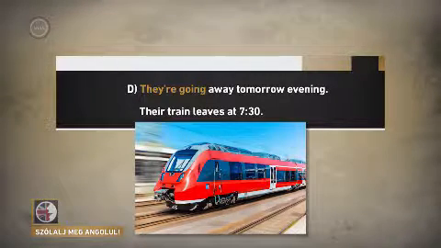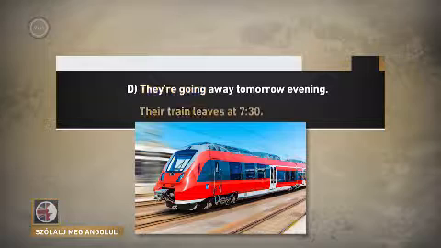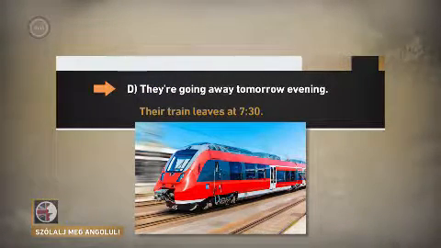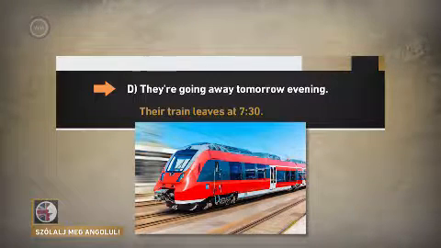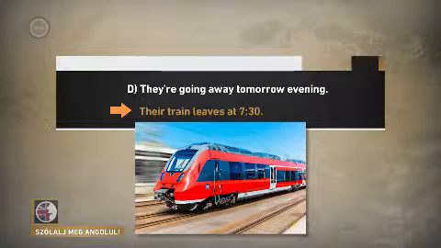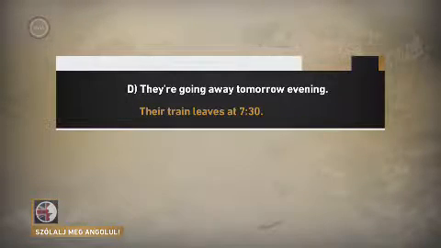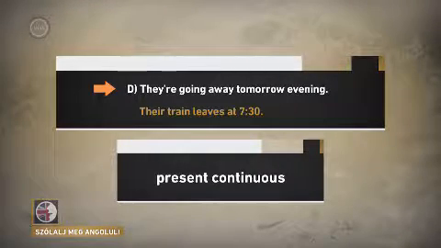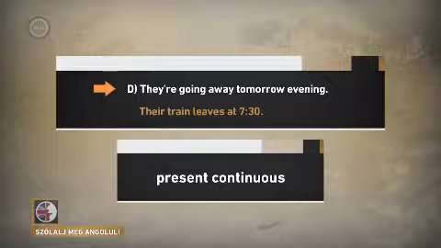They're going away tomorrow evening. Their train leaves at 7:30. Look at the first part of the sentence and look at the second part of the sentence. What can you see? That's right. The first part of the sentence is in the present continuous, and we're using the present continuous to talk about the future, about tomorrow evening.